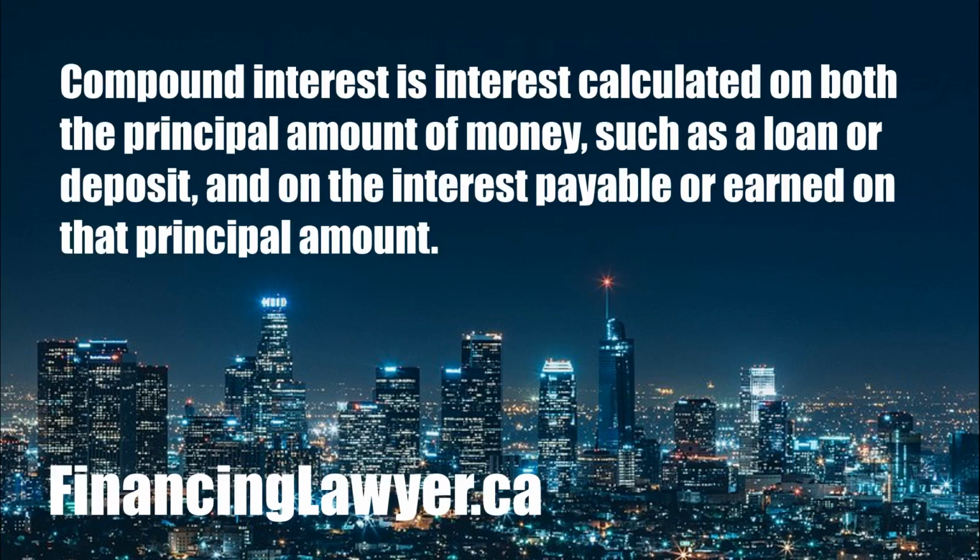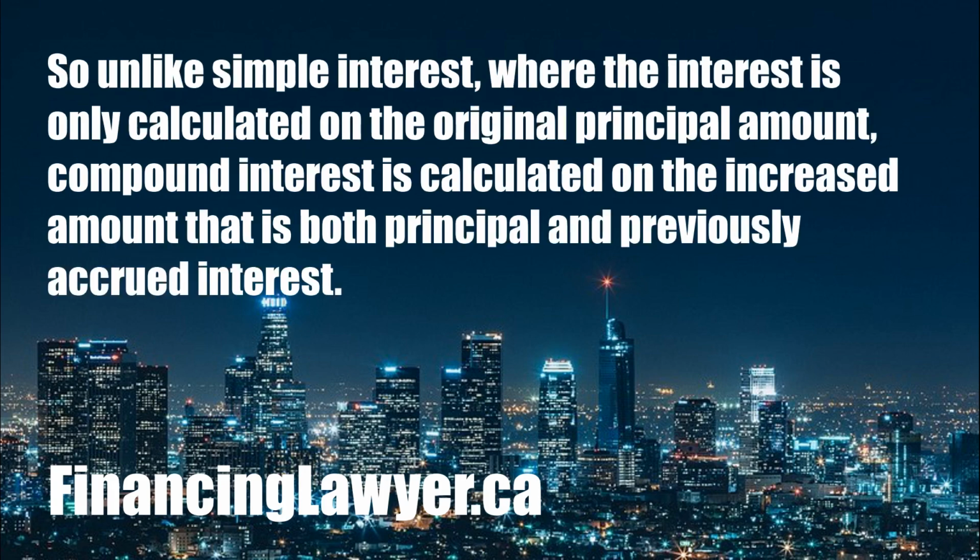Compound interest is interest calculated on both the principal amount of money, such as a loan or deposit, and on the interest payable or earned on that principal amount. So unlike simple interest, where the interest is only calculated on the original principal amount, compound interest is calculated on the increased amount that is both principal and previously accrued interest.